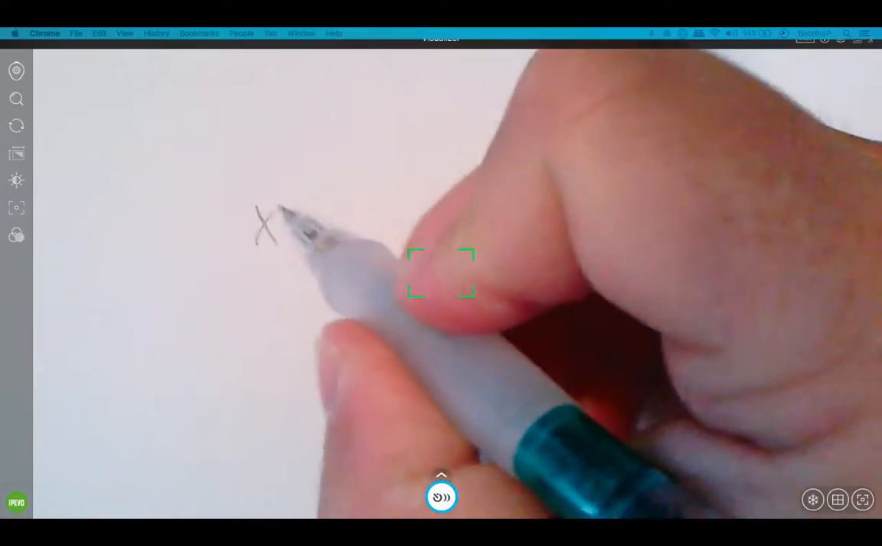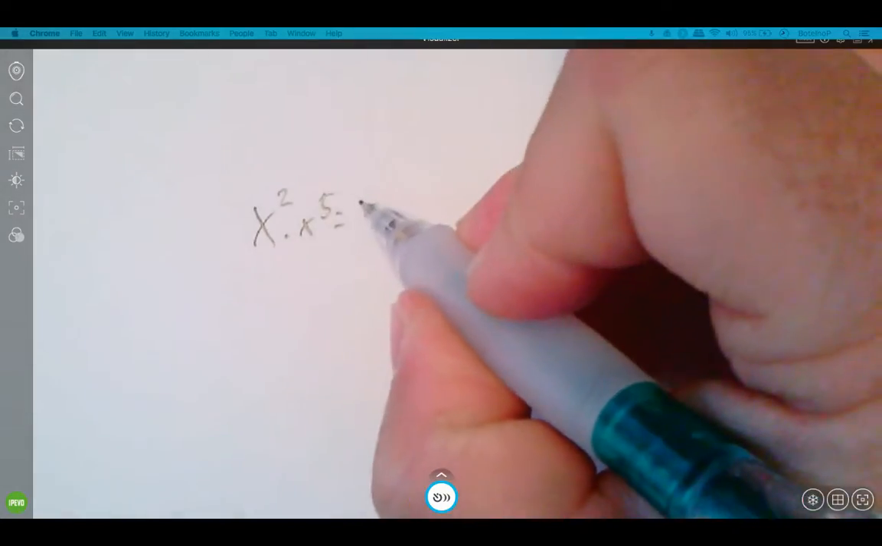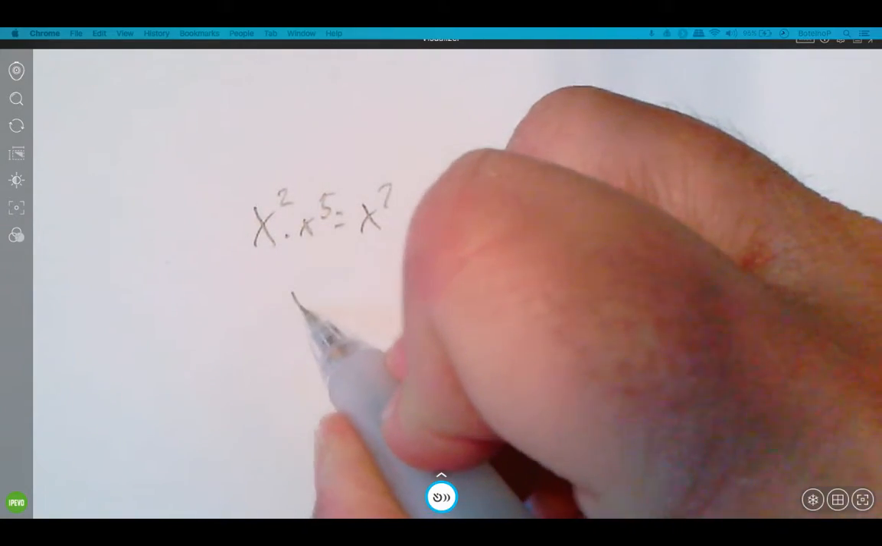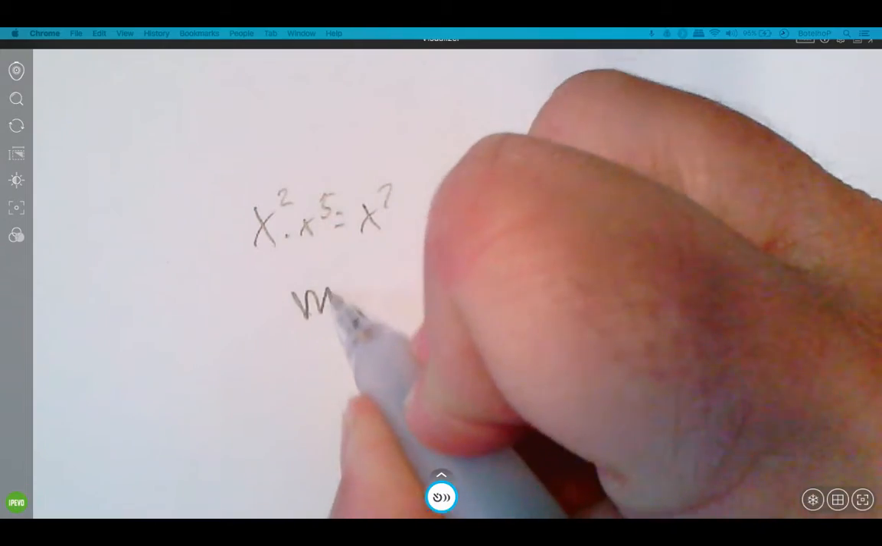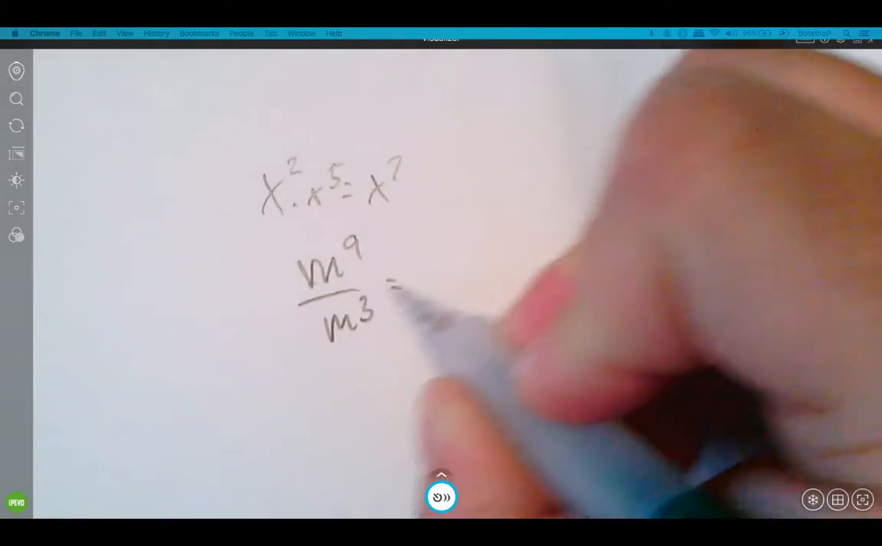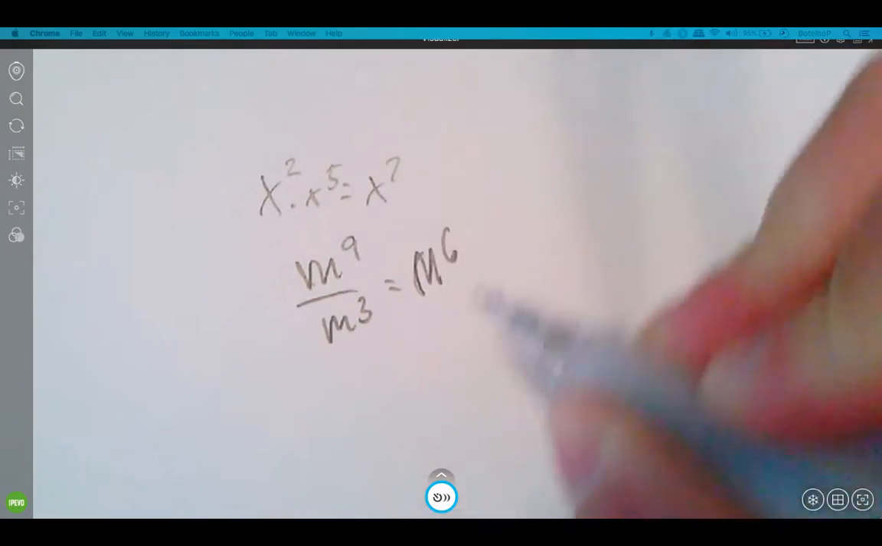I know people have been tuning in at different parts of these lessons with these properties, but just remember the basics, okay? If it's the same base, x squared times x to the fifth, you just add them up and you get x to the seventh. If it's the same base being divided, m to the ninth over m to the third, you subtract the exponents as long as it's the same base, and you get m to the sixth.